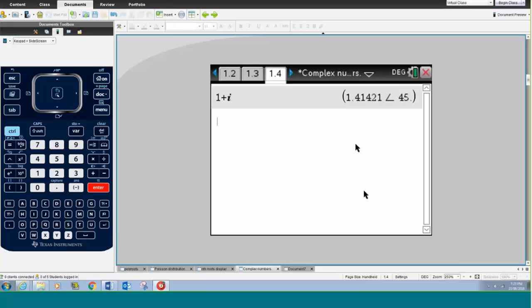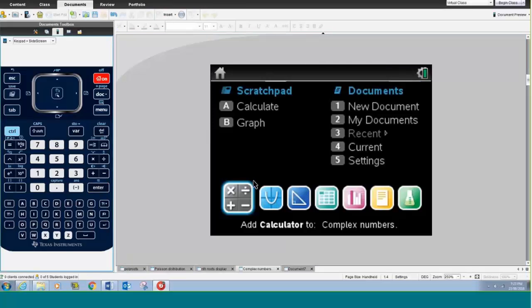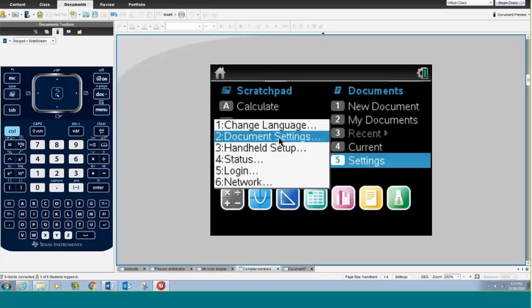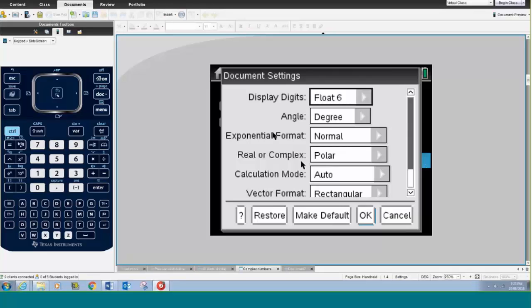Because my calculator is now in degrees mode, if I go to settings, document settings, we have various forms. I can have real or complex, and complex comes in two forms, rectangular form or polar form, and that will affect the display. And angle, of course, can be in radians or degrees.